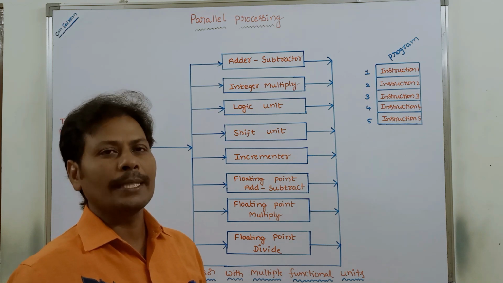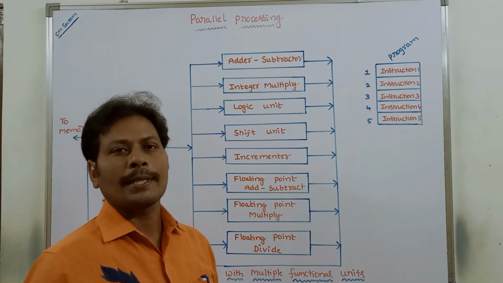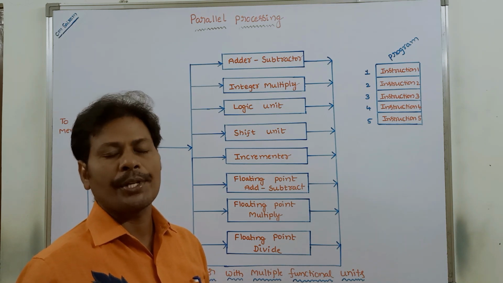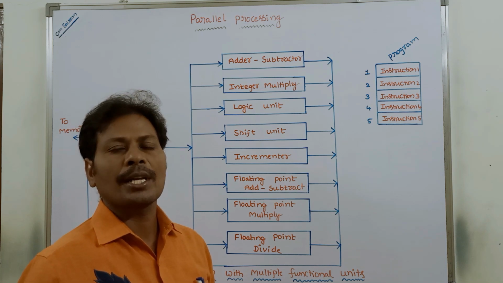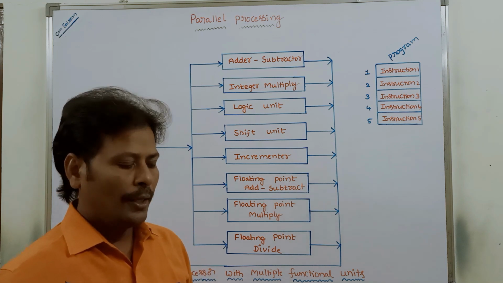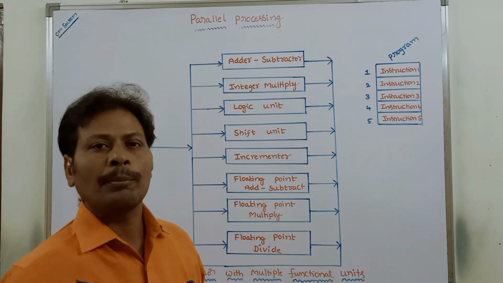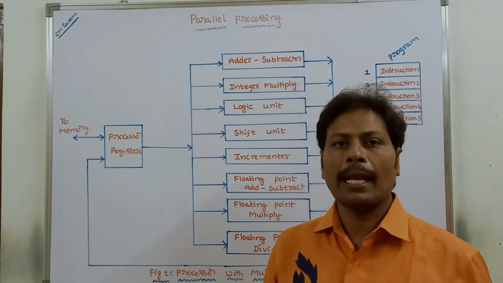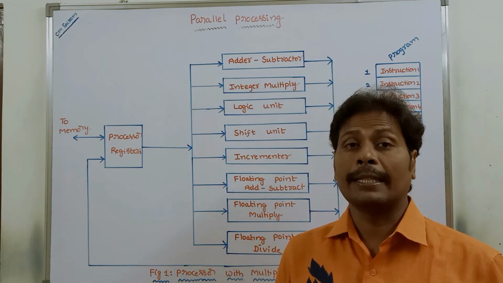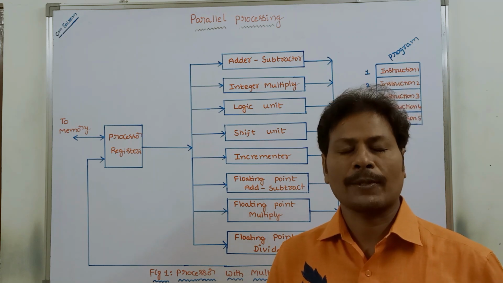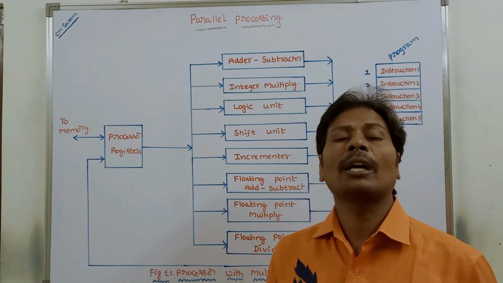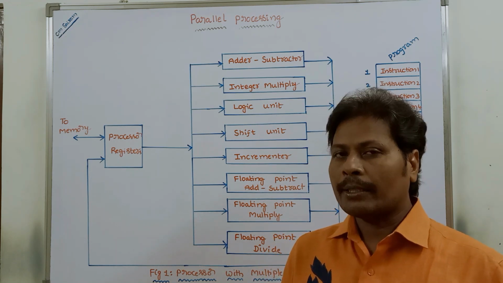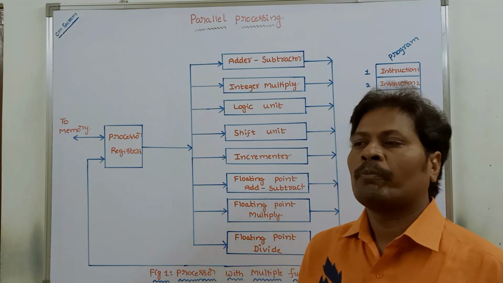Today we have to discuss parallel processing in the computer organization and architecture course. Before going to parallel processing, first of all, we have to know about serial processing, what the disadvantage in serial processing is, and how that disadvantage can be overcome in parallel processing. These are the points we have to know.